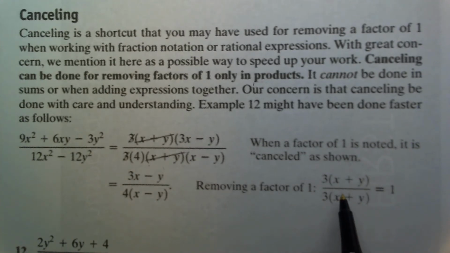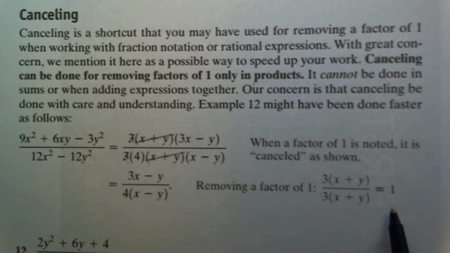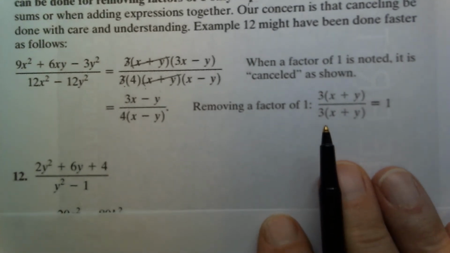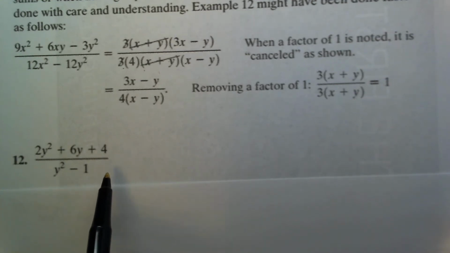So what we're really removing here was a factor of 3 times x plus y divided by 3 times x plus y, which is equal to 1. So let's do another example like it, and that is number 12 here. We have 2y squared plus 6y plus 4 divided by y squared minus 1.